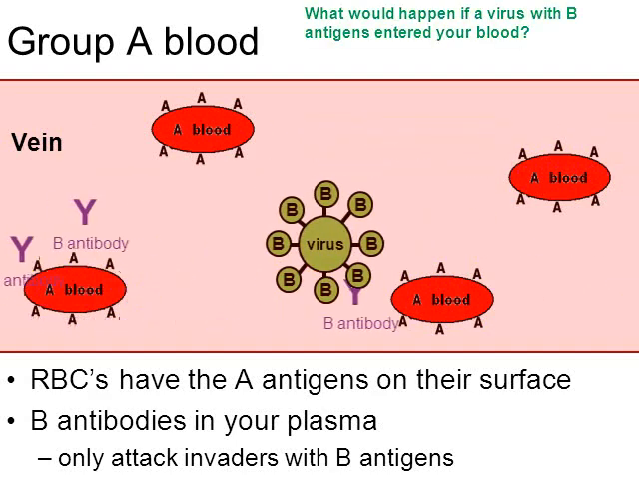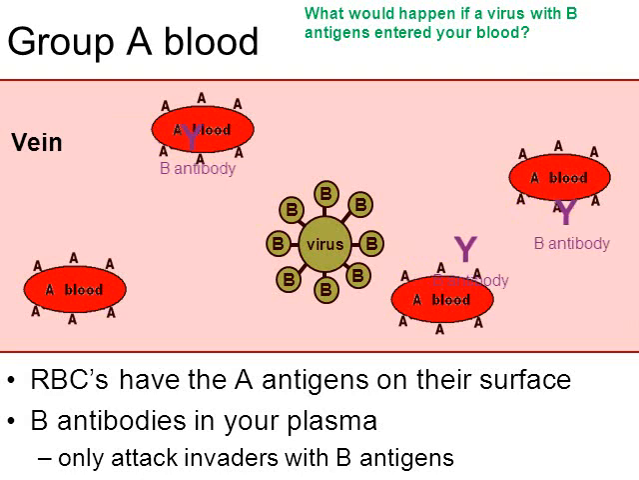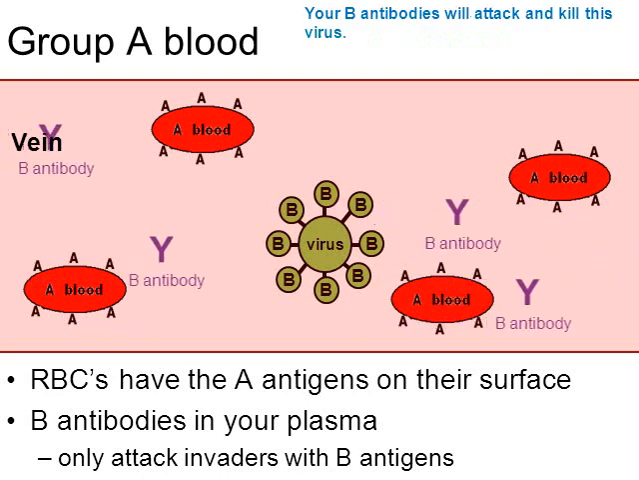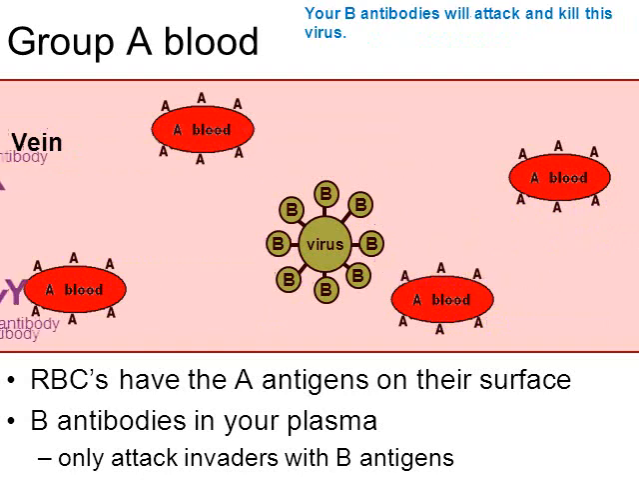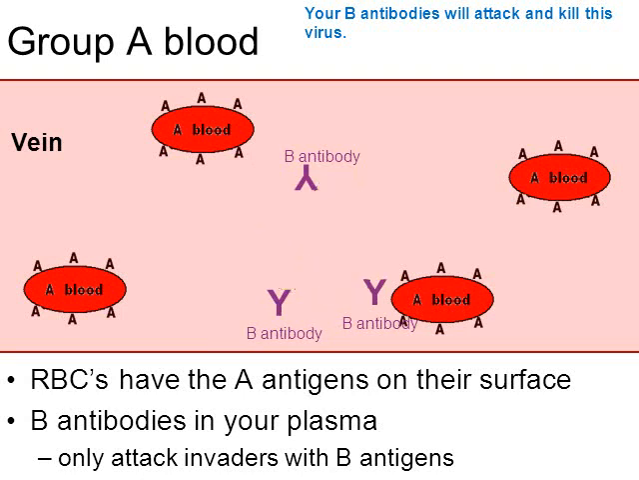So what would happen if this virus that has B antigens on the outside were to somehow get into your blood? I hope you see what would happen. The B antibodies will swarm and attach themselves to those B antigens sticking out of the virus, and ultimately those B antibodies would destroy the virus. It's a great way for our immune system to keep us healthy.